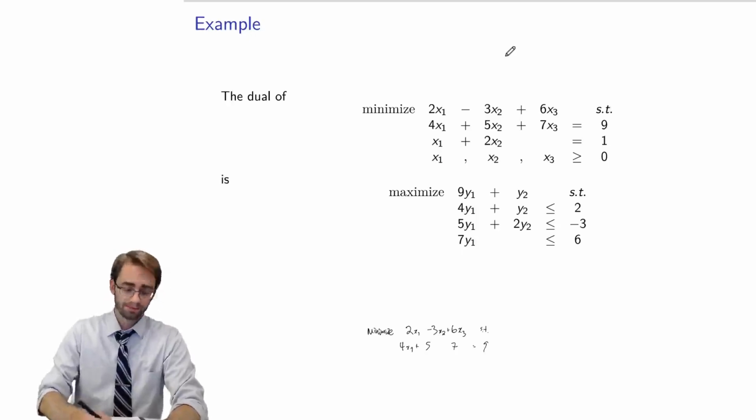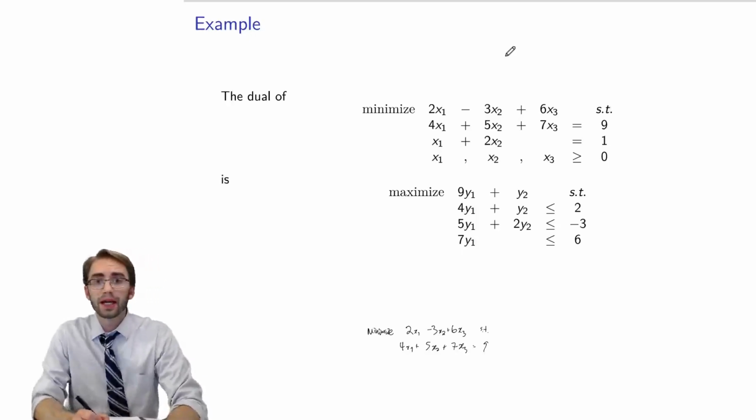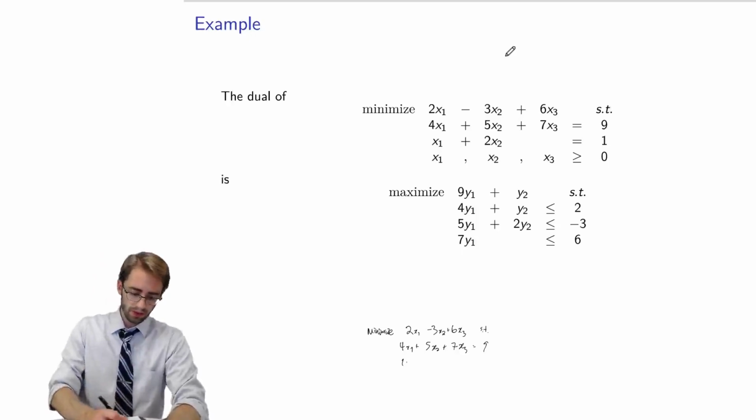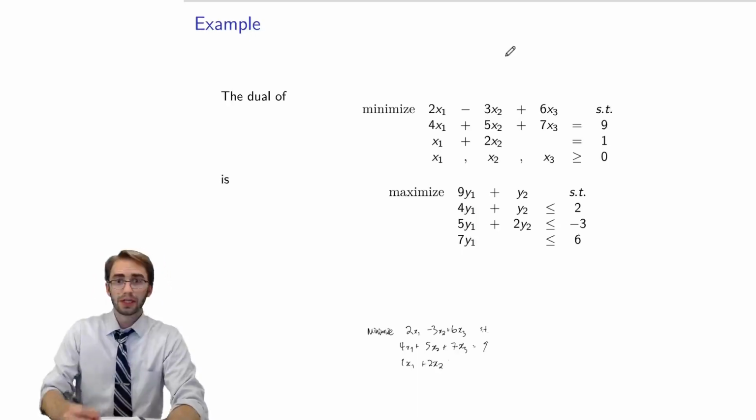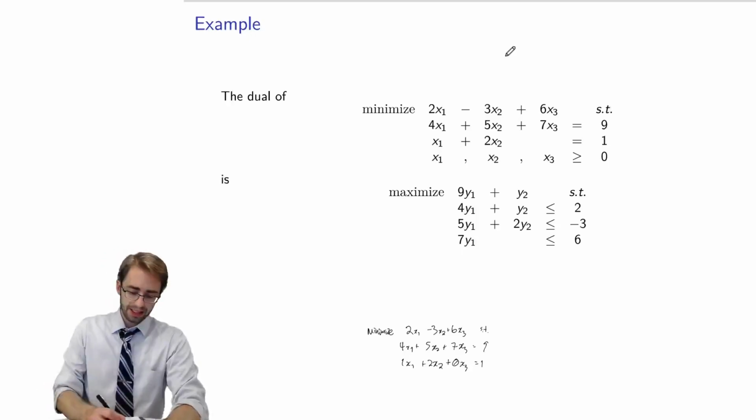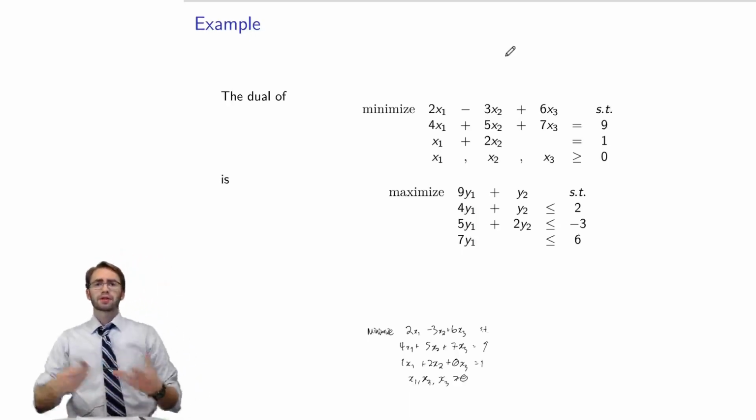4x1 plus 5x2 plus 7x3 is equal to 9. And then a 1 and a 2 and a 0: 1x1 plus 2x2 plus, and I'll do plus 0x3 just so you can see it, 0x3 is equal to 1, and all non-negativity: x1, x2, x3 are non-negative. Okay, I'll construct this dual by hand.